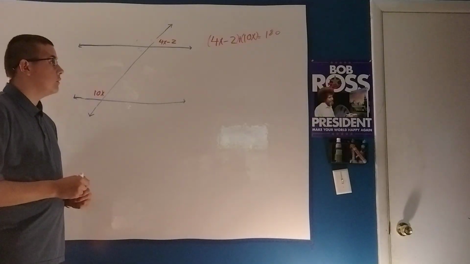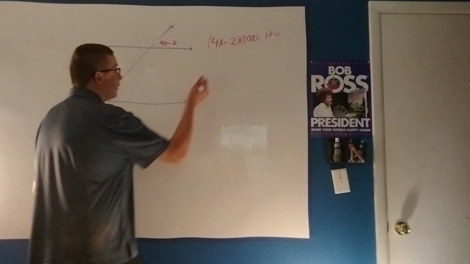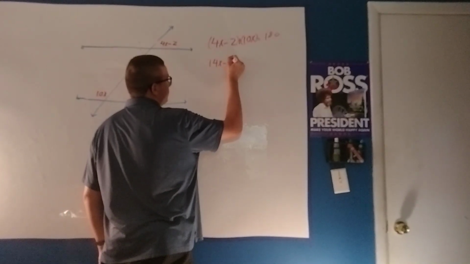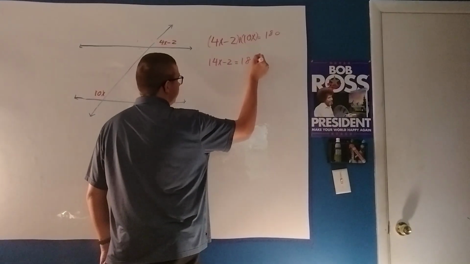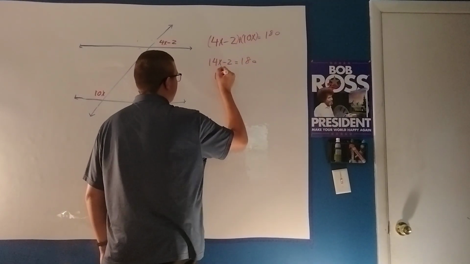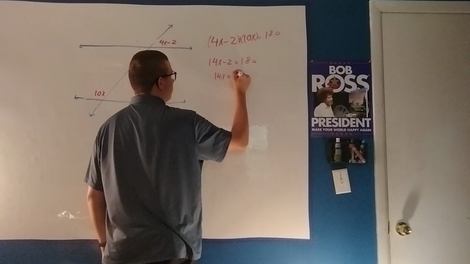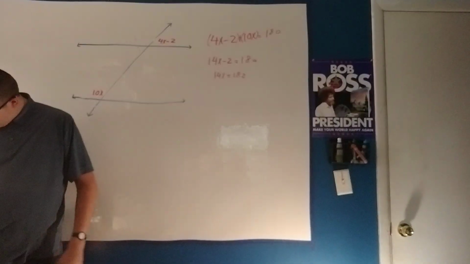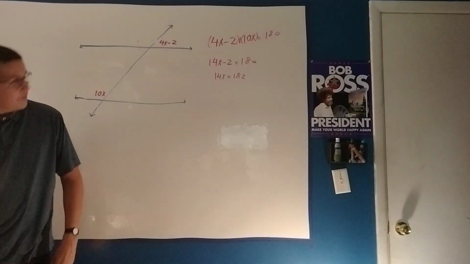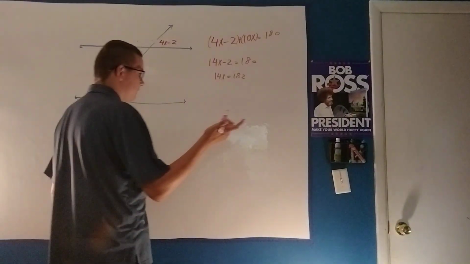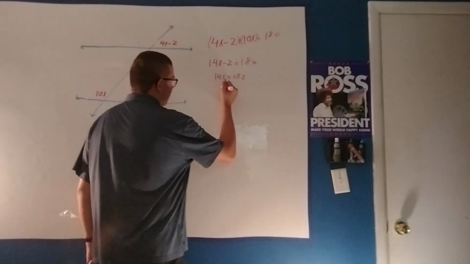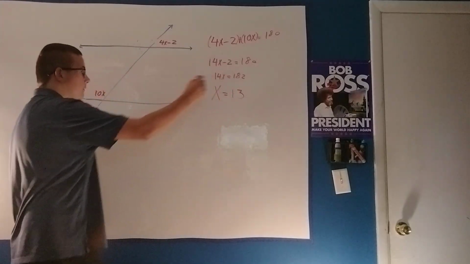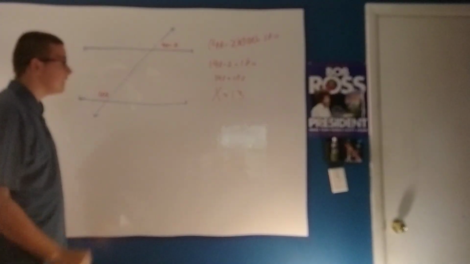From there, this is just a matter of solving for x. When we add these two together, we get 14x minus 2 equals 180. 14x equals 182. And I cannot do that in my head because I'm not that good. But we get x equals 13 when you divide 182 by 14.